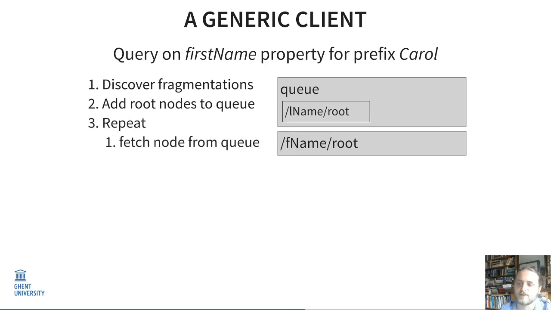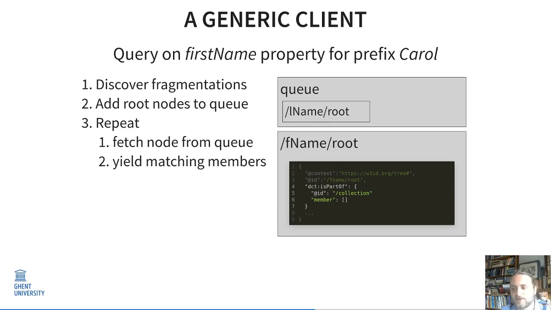Then we repeat while the queue is not empty. We take the first node and then we retrieve the corresponding fragment from the web. In this retrieved fragment, we check on the member property if there are entities of the dataset that are defined in this node, and if there are entities defined in this fragment, then we can return them to the user if they match the user query. So, for example, if this fragment contained entities that match the prefix Carol for their first name property, we can return this to the user.